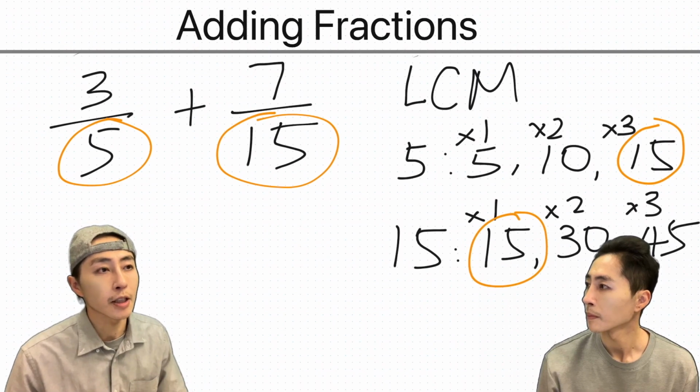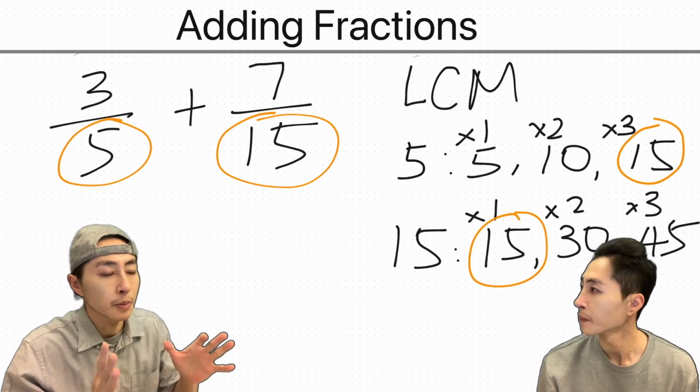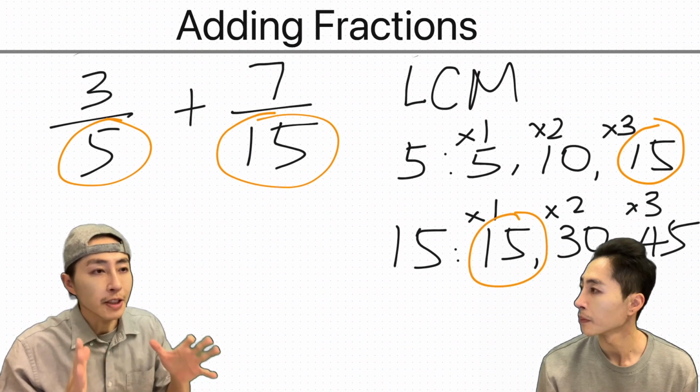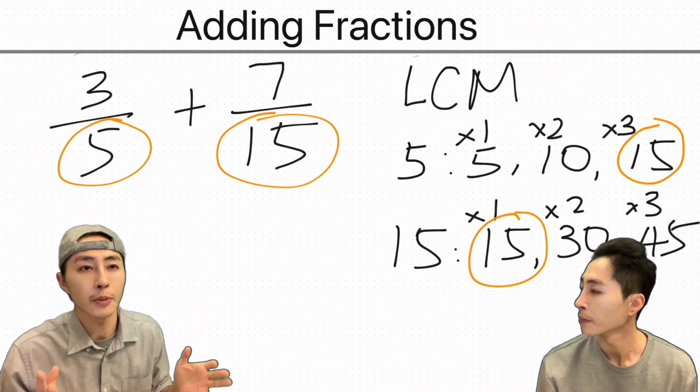Wait, what is the least common multiple? Why do you multiply 5 three times and 15 only once? How would I know how many times to multiply?